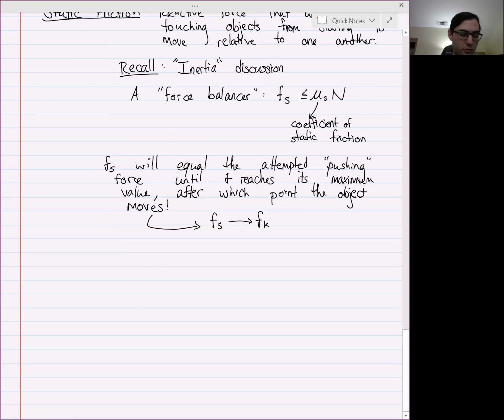So now let's try to answer the question explicitly. Why is it hard to slide heavy things? Let's do this mathematically.